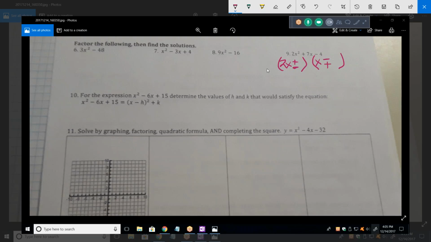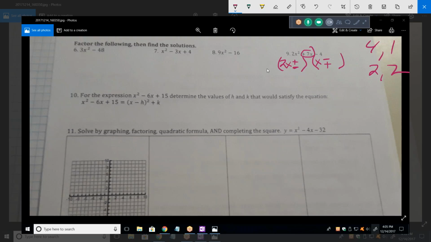Okay. Now, we need factors of 4. There's only 2 of them. We've got to get to 7 in the middle. Where's one of the factors going to go? 2 and 2 clearly isn't going to work. Why? 2 and 2 will never get you to 7. The whole object at this point is, can we get to 7x in the middle? That's what you've got to be thinking.